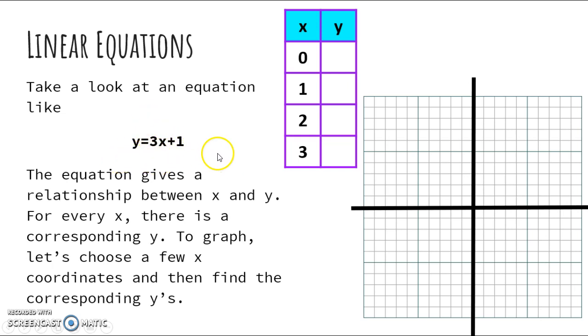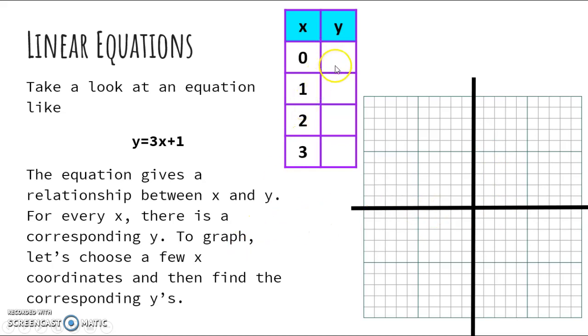You can choose any x's that you want. I have chosen 0, 1, 2, and 3. You do not have to choose these same numbers. You can choose different x's. Actually, usually I choose a couple negatives, a couple positives, and 0, just to have it balanced. But basically, you can choose anything that you want. I usually try to keep the numbers small so that the points will be at least close to the origin.